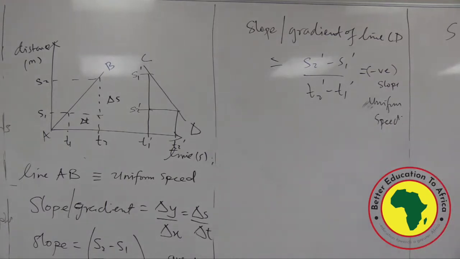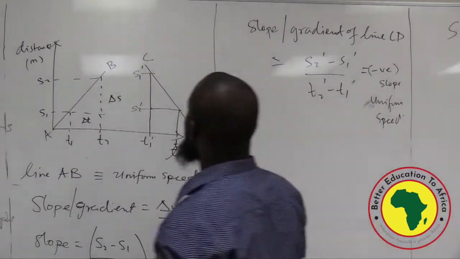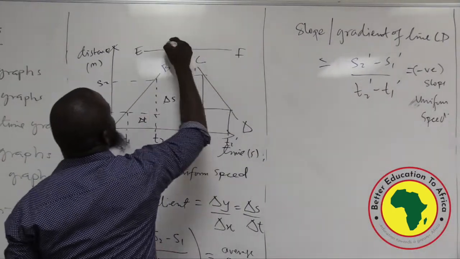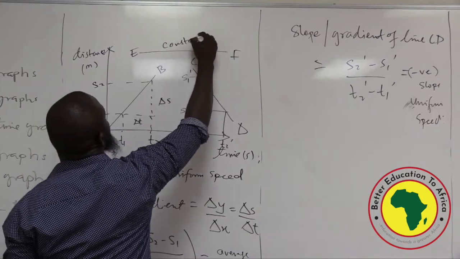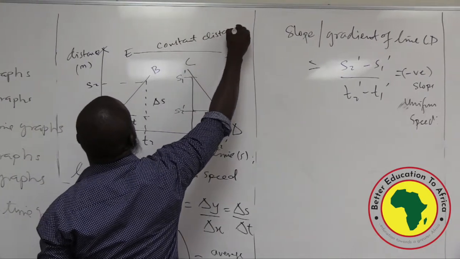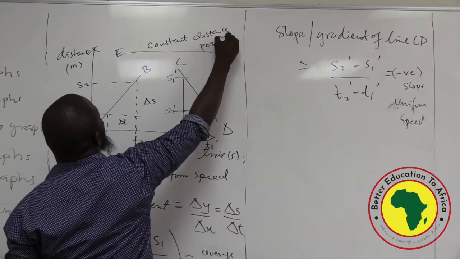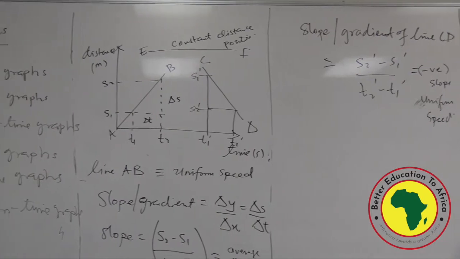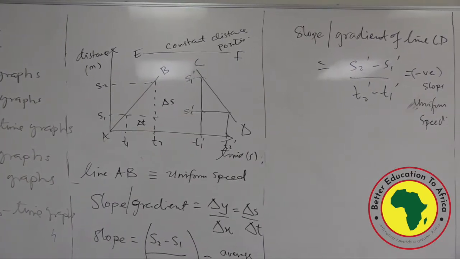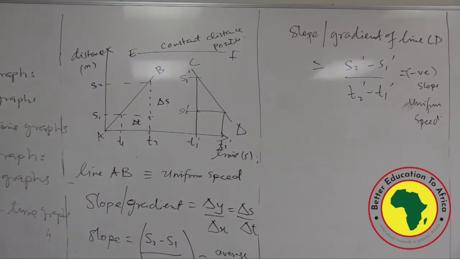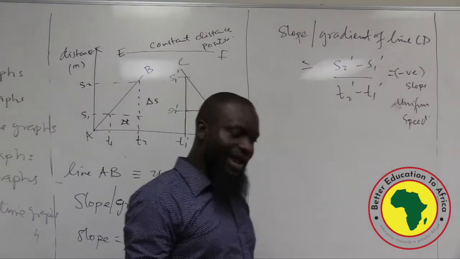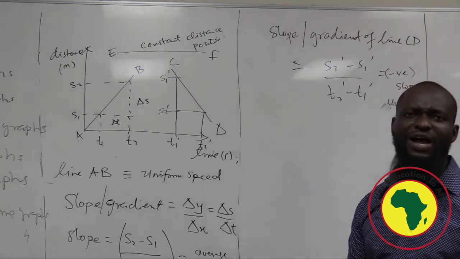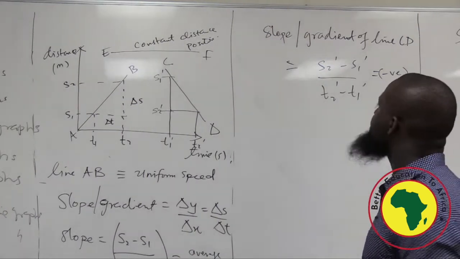Okay, or average speed. If I have a straight line on this graph, I call EF, it means it's a constant distance or constant position. You are there in that position. You did not move in that position. You are not accelerating. You are not moving. You are just staying in one place. All right. So this is how a distance-time graph works.